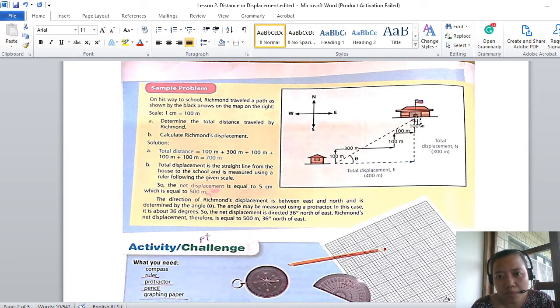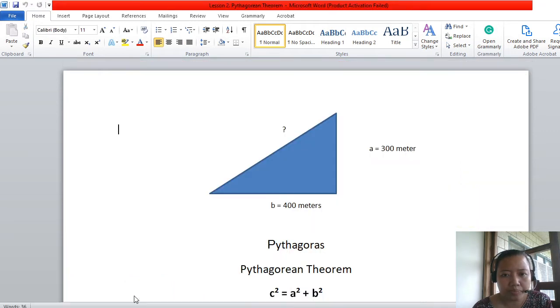So the total displacement can be found out through the use of a ruler, which is equal to 5 centimeters in your ruler, which is equal to 500 meters. Now, how did he get the net displacement or the total displacement? So we have here an example.